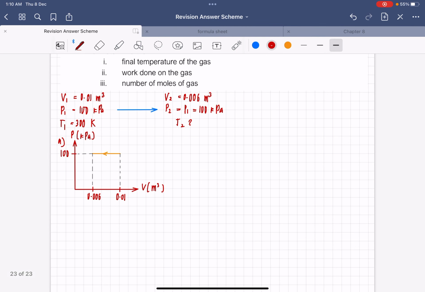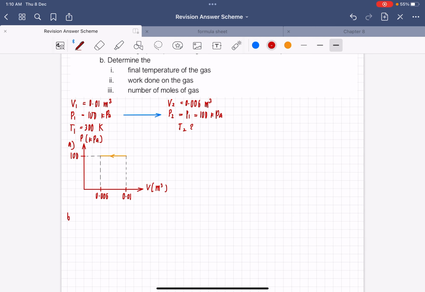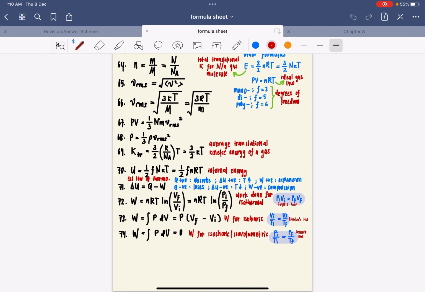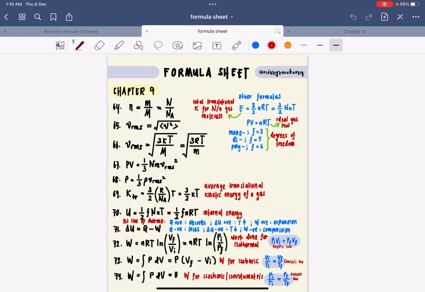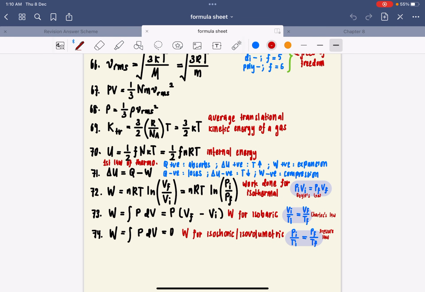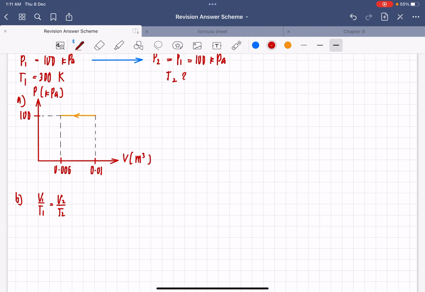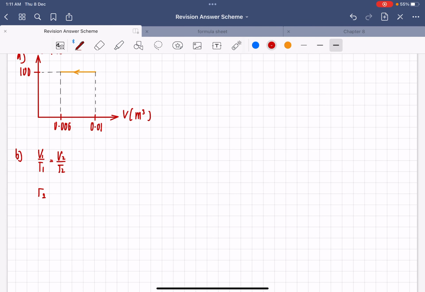And then we have to determine the final temperature of the gas. So the final temperature of the gas, this is an isobaric process. So it's going to apply V1 over T1 equal to V2 over T2. So this is not given in your formula sheet, so it is best for you to memorize it. So this is Charles' law for isobaric process. Okay, all right, so we are looking for T2. So this is V2 over V1 times T1.